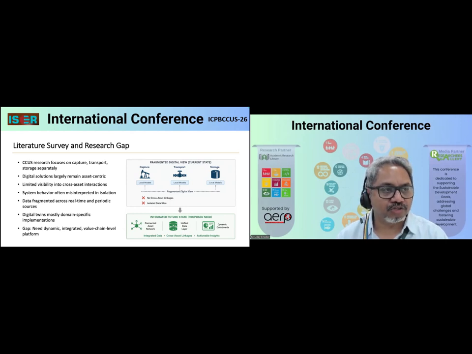Also, in addition, as we spoke, the data is fragmented, right? Some of the data might be very high frequency, while some data might be extremely periodic, subsurface and inspection data in particular. Further, digital twin approaches, right, that are emerging, they are typically domain centric. So some elements will focus on capture systems, while some might look on compression centric assets and things like that. Overall, there is a clear gap for a dynamic integrated digital platform which can monitor the entire CCUS value chain as a connected system.